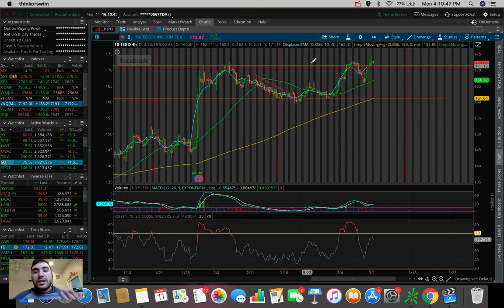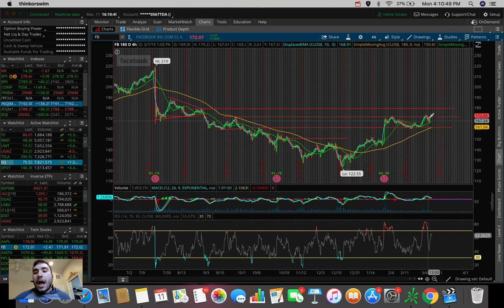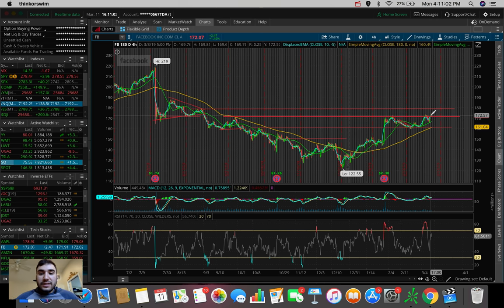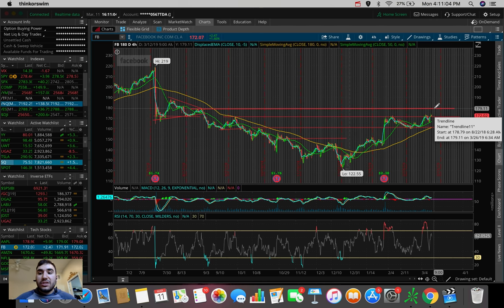And what did this do to Facebook, guys? It popped it out of that resistance, and now we're going to be looking to see if Facebook is going to be able to hold this older resistance, which is now a new support at about 171 to 172, as a new support to then fill to the next resistance, which is at about $180.